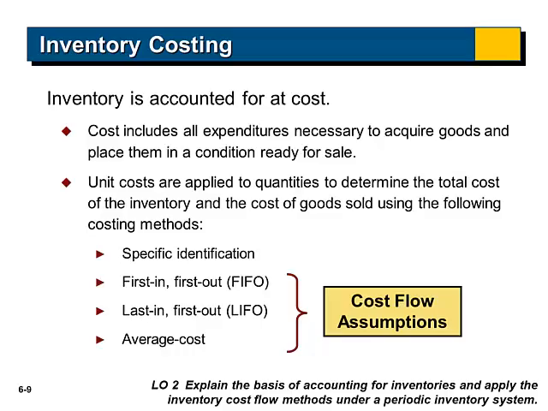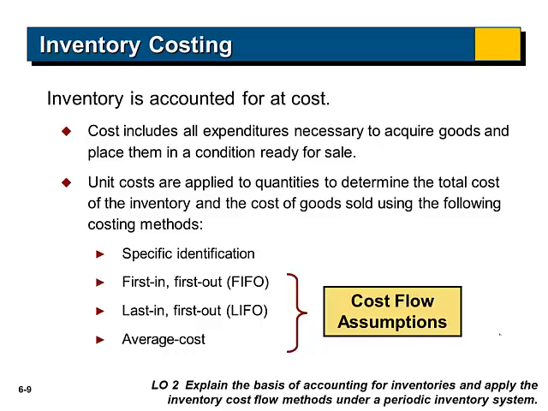Inventory is always counted at cost, so whatever you purchased it for from your vendor, it's recorded at cost, and these costs include all expenditures necessary to acquire goods and place them in a condition ready for sale. Any unit costs are applied to quantities to determine the total cost of the inventory and the cost of goods sold using the following costing methods.